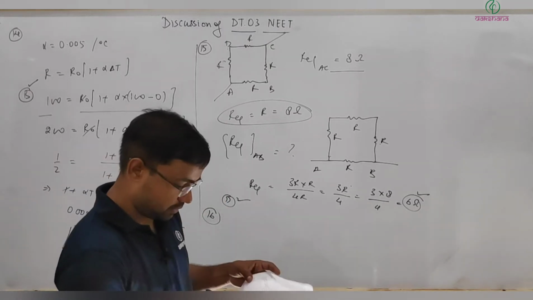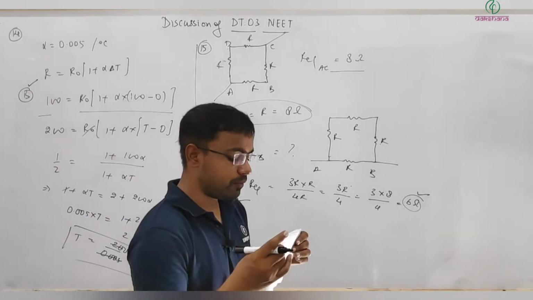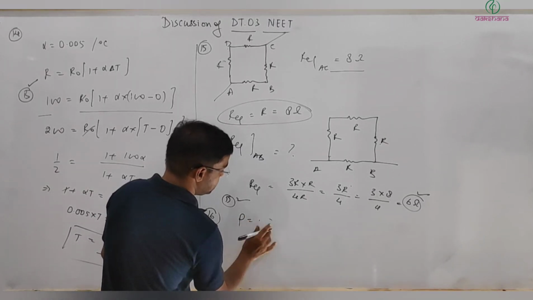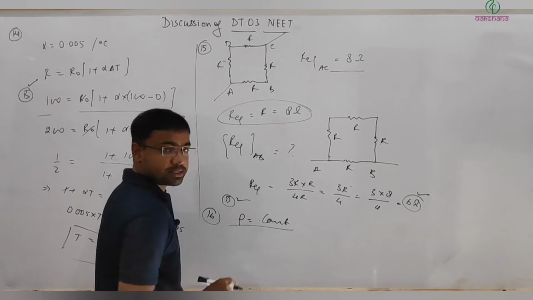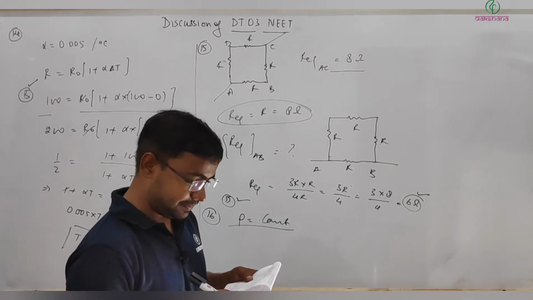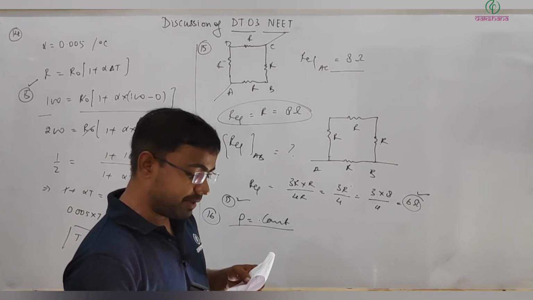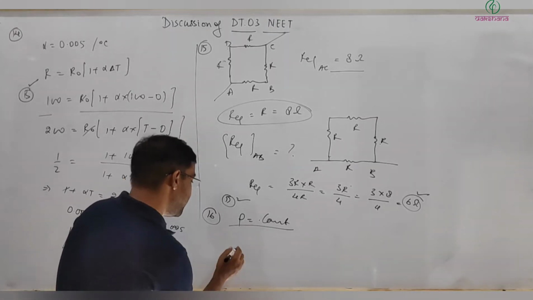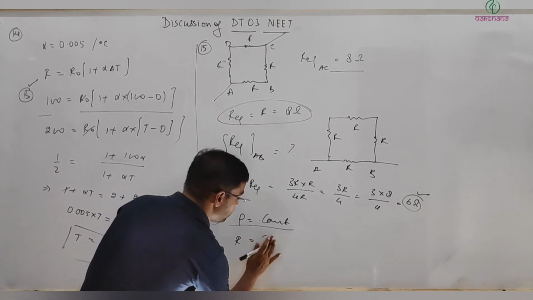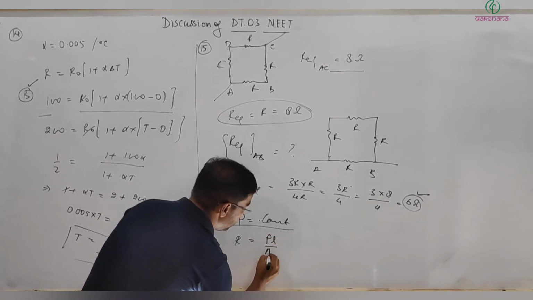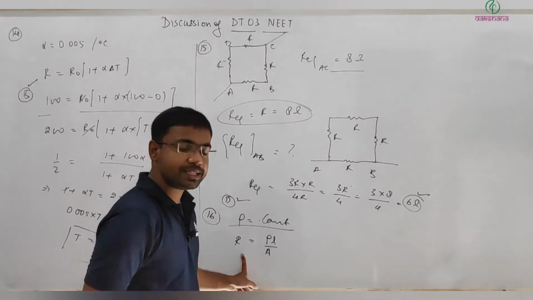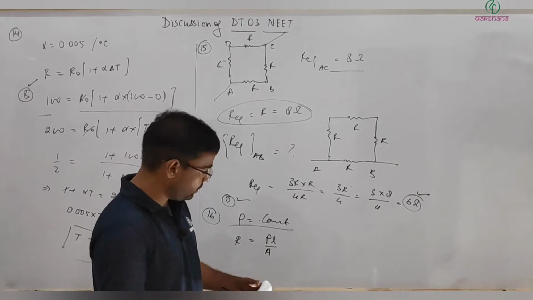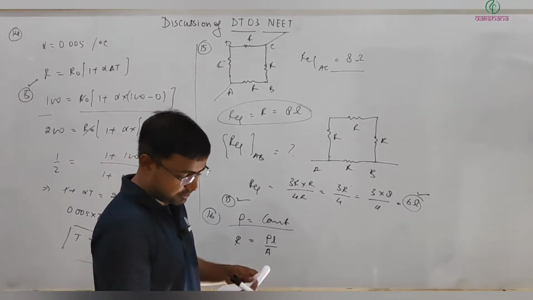Next question is number 16. Four wires made of the same material. Same material means rho is the same, constant. They have different lengths and radii, and the question asks which wire has more resistance. So R is equal to rho L by A. If we want more resistance, then L should be higher and area should be least, and rho is the same for all because the material is constant.